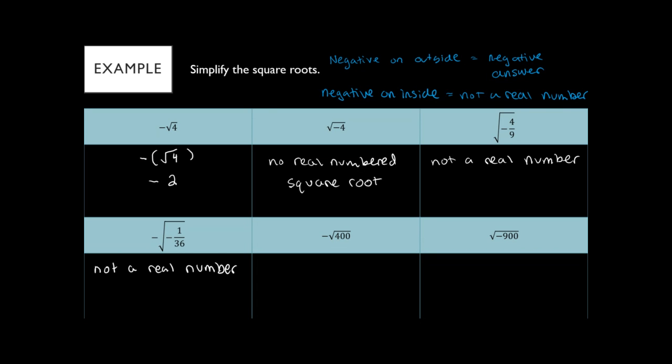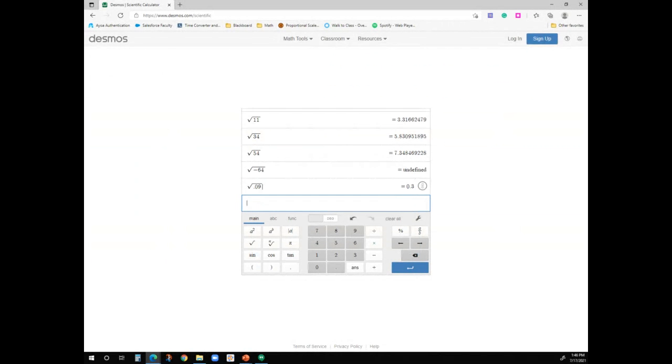The next one is negative square root of 400. So we have the negative on the outside, so we're going to want the negative answer, and then you're going to take the square root of 400. So let's say I just bring up my Desmos calculator here. Square root of 400 is 20. So because we have the negative on the outside, we're going to get a negative answer. And you can even type that into your calculator like that, and it will take care of that for you. So if I type it in exactly as I see it, the answer is -20.